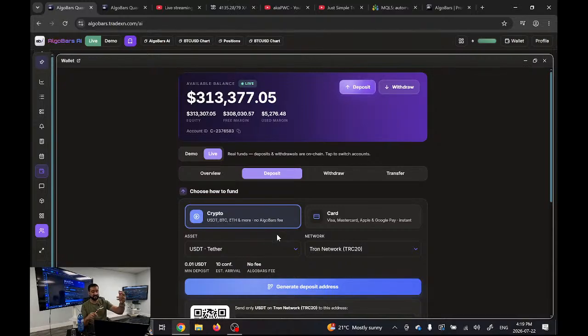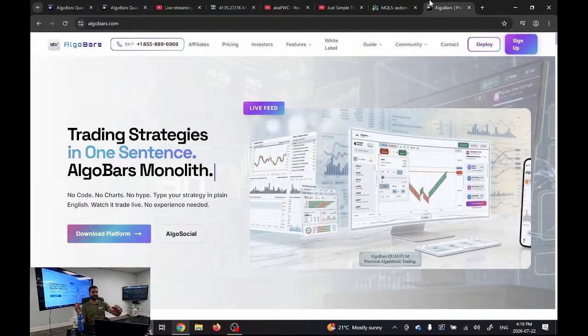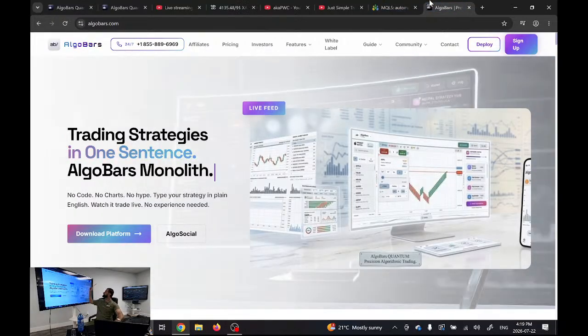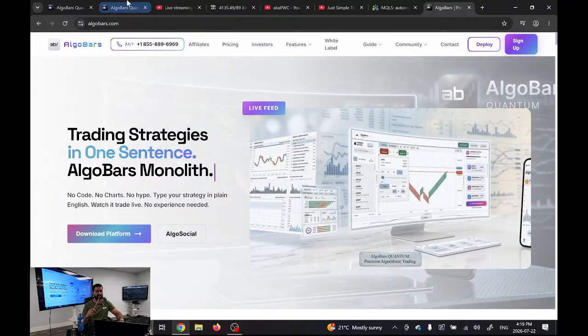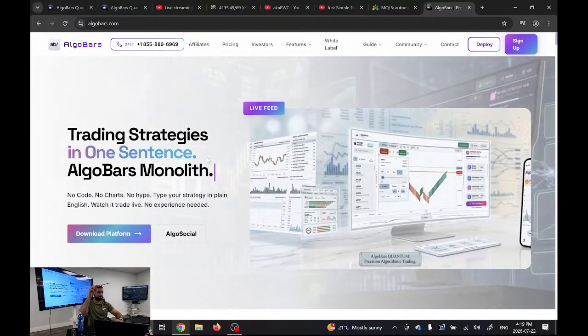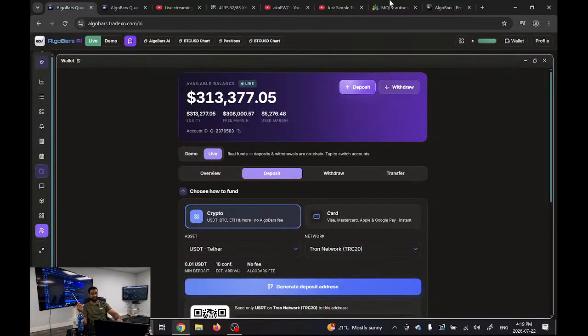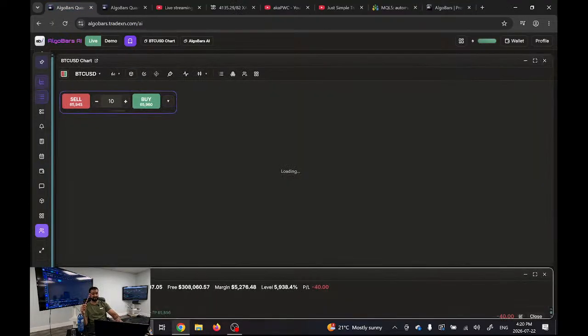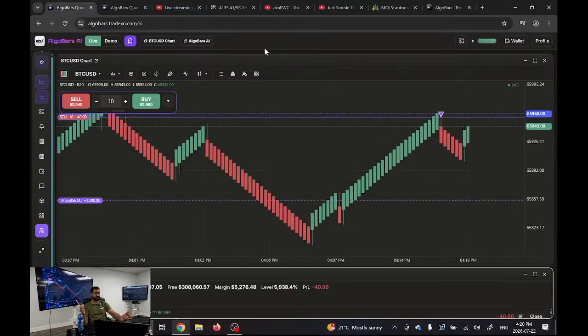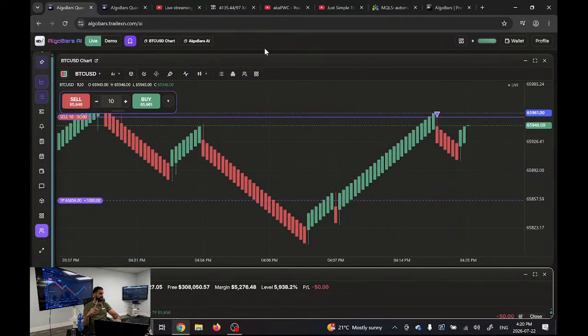Which broker? So, for anyone who's just joining, when you go to algobars.com, click deploy, and then when you click sign up, it asks you which broker to connect to. The one I would suggest is TradeXN. They're actually the best one that I've found. They have the lowest fees, and they have excellent customer support. You can start trading, and they're integrated with AlgoBars right away.